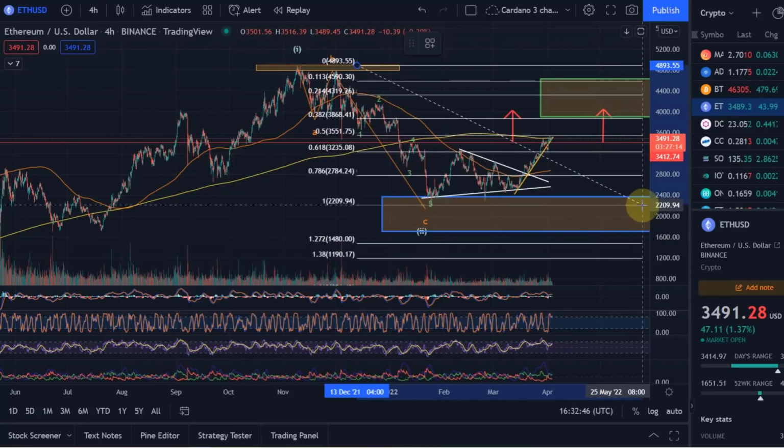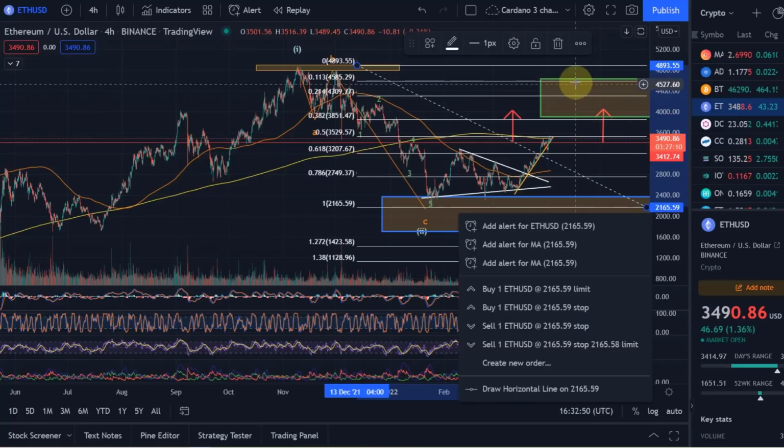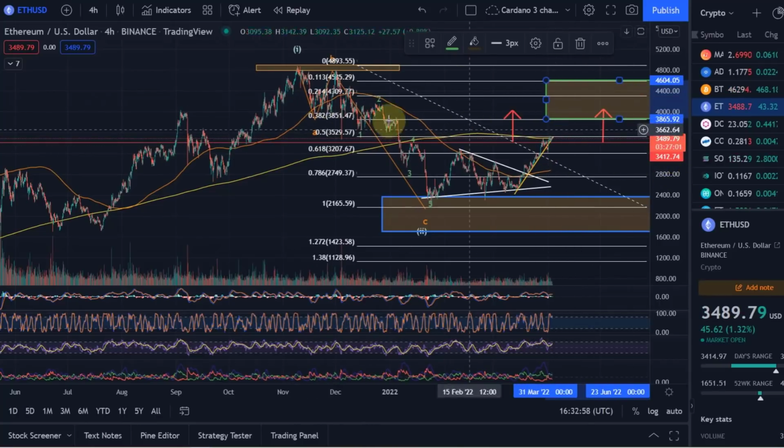Let me see if that works out. Oops, I think I need to move that area a little bit. So here this count would indicate that we will move into the area between 3,851 and 4,585, so between the 61.8% fib level and the 88.7% fib level.